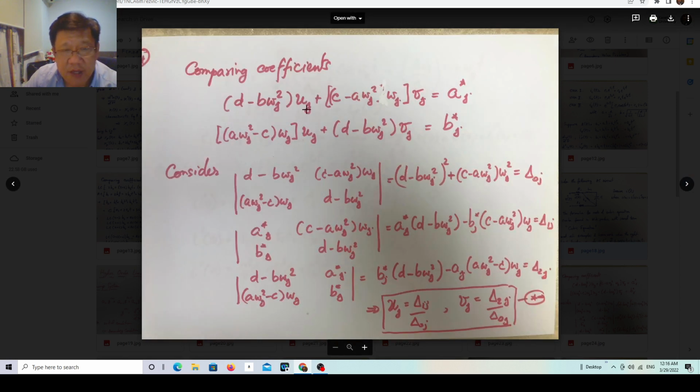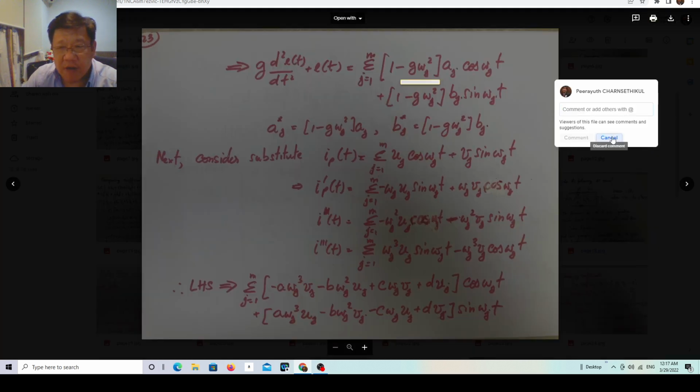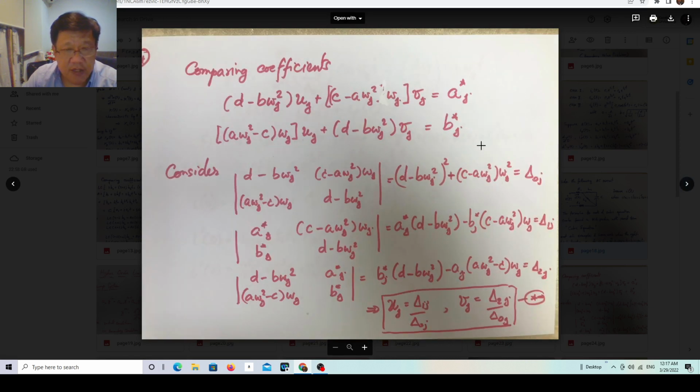Okay, u sub j here, we combine the coefficients that multiply u sub j in one, and this one is for v sub j, and then comparing, each has to be equal to a star j, because remember that a star j is a simplification, a parameter, the amplitude of cos omega j from the right hand side function of the equation. So therefore for each j you end up having a system of two equations.